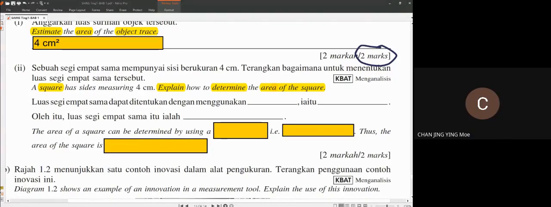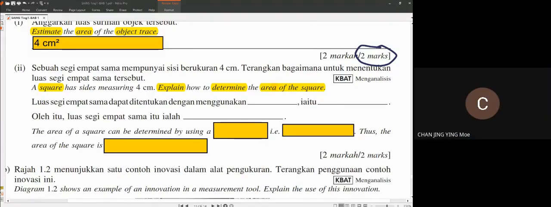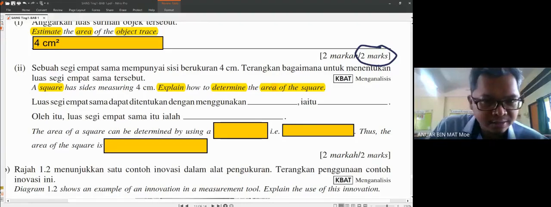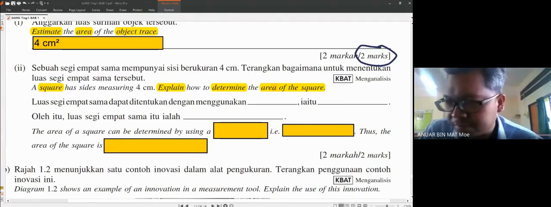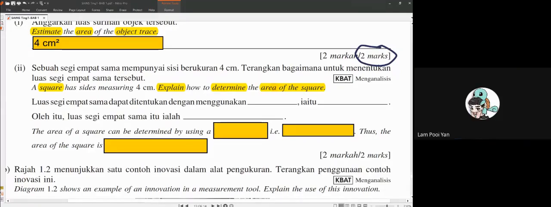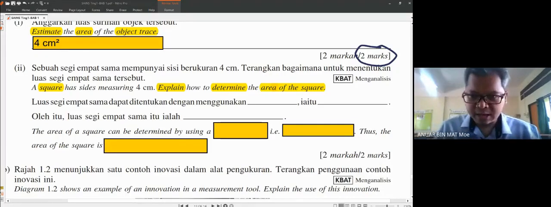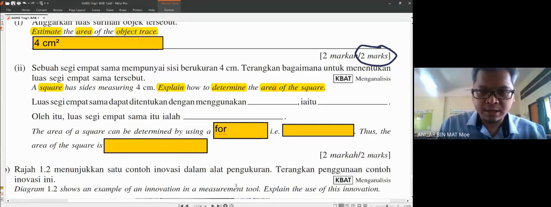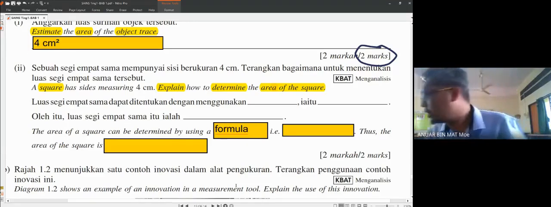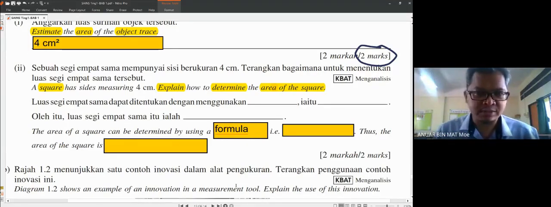Formula. Anybody, class? Using formula. Yeah, formula. What is your answer? Formula. Jingying said the answer is formula. Formula, yeah? Okay, good, very good. Your answer is correct. Thank you very much.